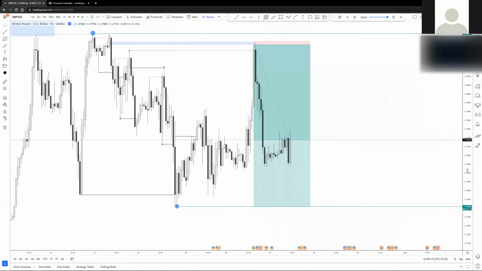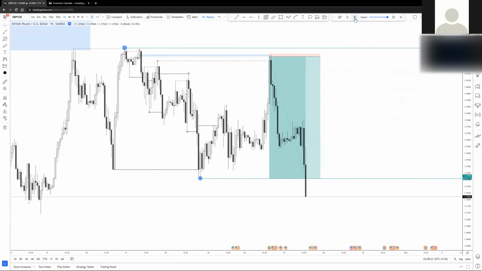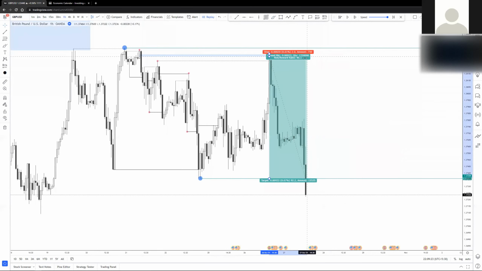More than enough. Now, do I have any reason to parcel out at this area? No. Look at all of this liquidity. Why would price reverse from this? Why would price reverse? And then it broke out of the trading range.